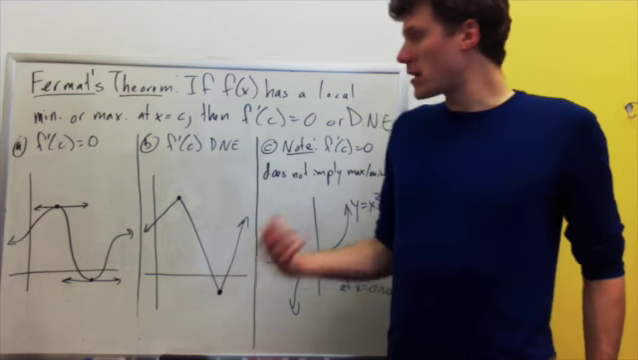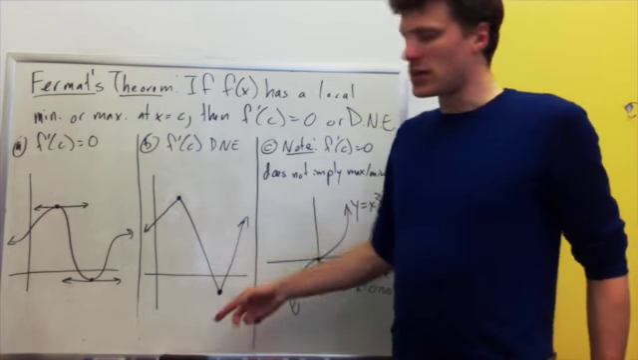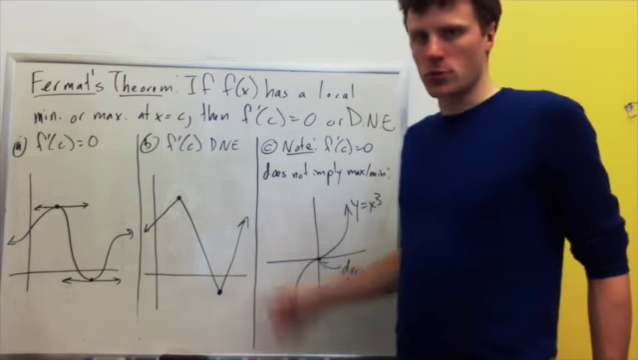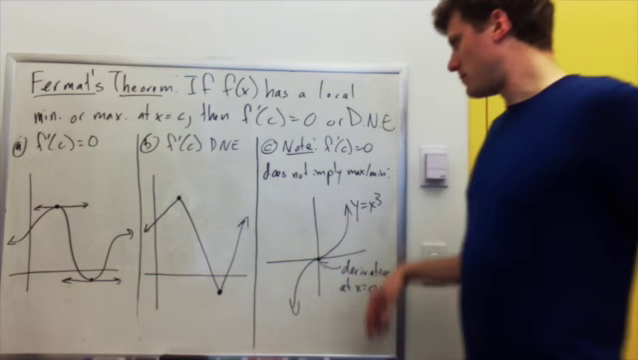Or we can end up with a case where the derivative does not exist. For example, something like the absolute value function. We can have a maximum or minimum if we have a sharp corner or something like that where the derivative is not defined, but that can still happen.